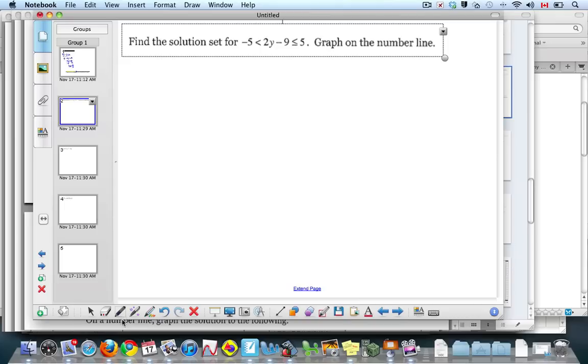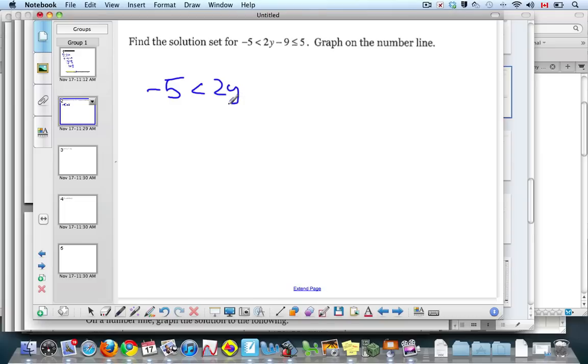Now this one here is a compound inequality. It's got two aspects to it. It's saying that 2y minus 9 is between negative 5 and 5. Or negative 5 is less than 2y minus 9, less than or equal to 5. So to proceed with this, can we just break it up into two problems? Sure, let's do that. Let's take this half. Negative 5 is less than 2y minus 9. There's one half of the problem. And the other half of the problem, less than or equal to 5.